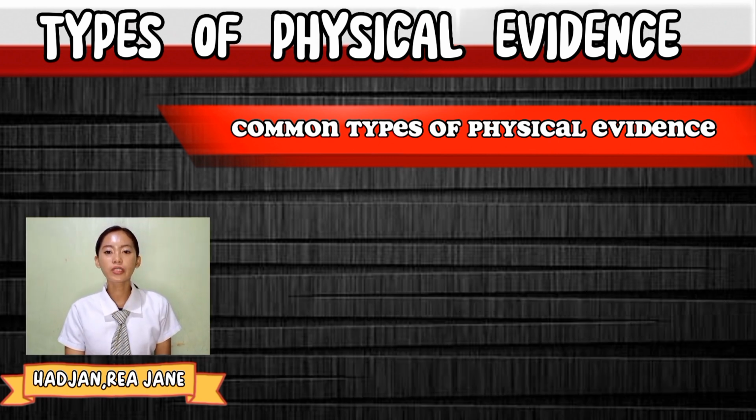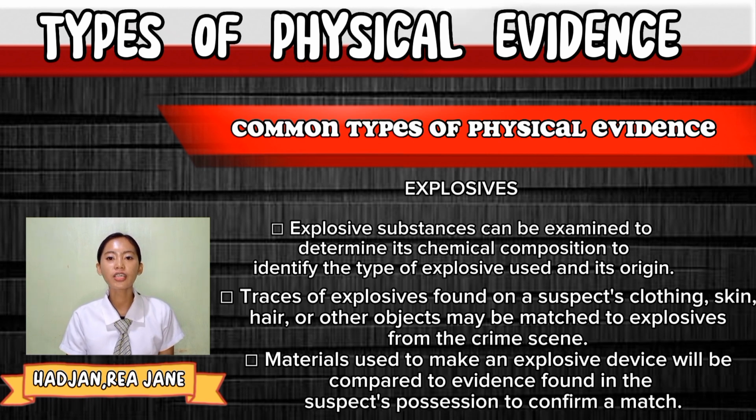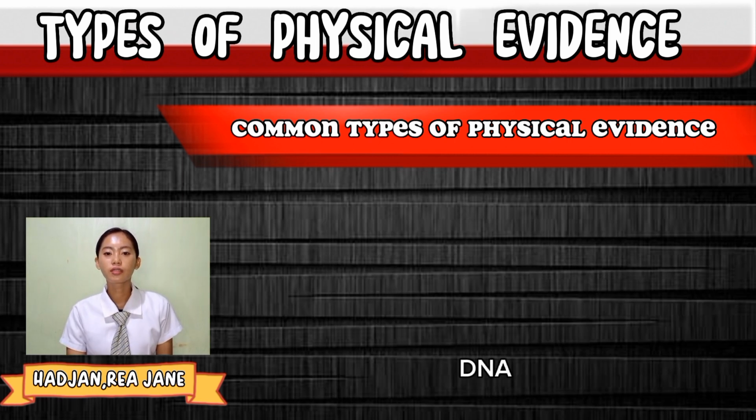Traces of explosive found on a suspect's clothing, skin, hair, or other object may be matched to explosive from the crime scene. Materials used to make an explosive device will be compared to evidence found in the suspect's possession to confirm a match.